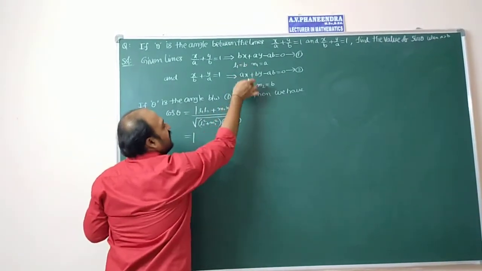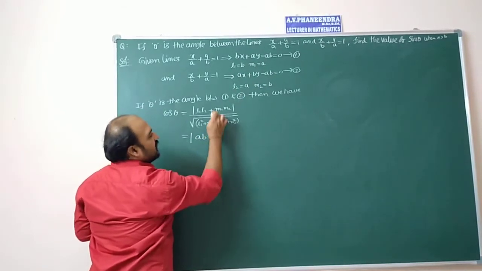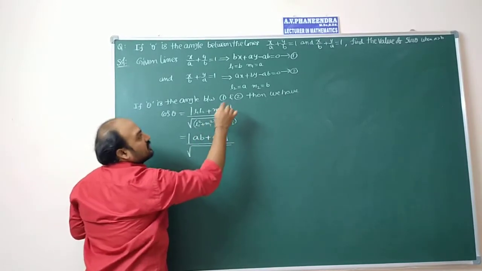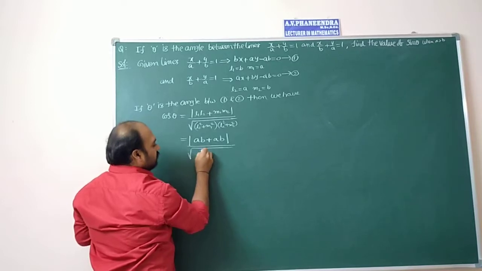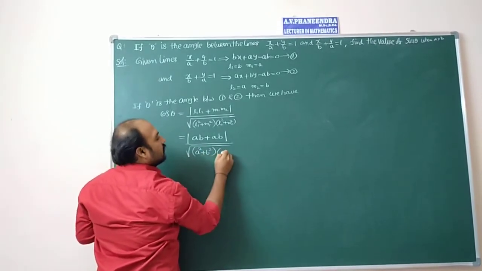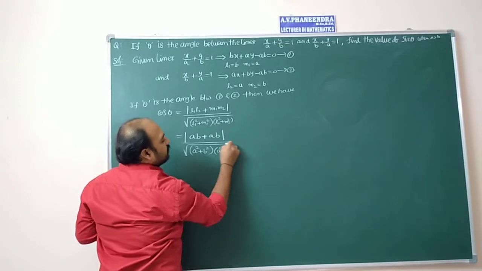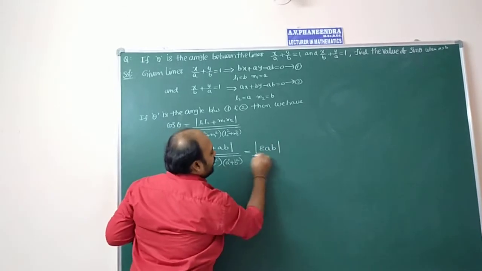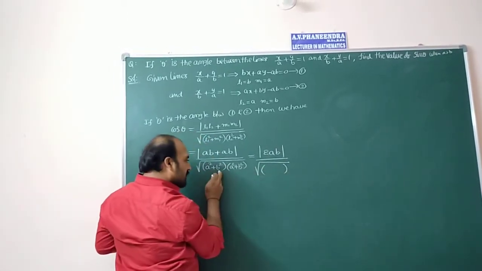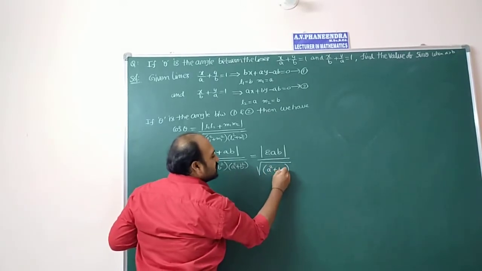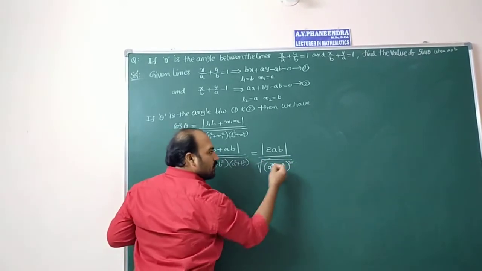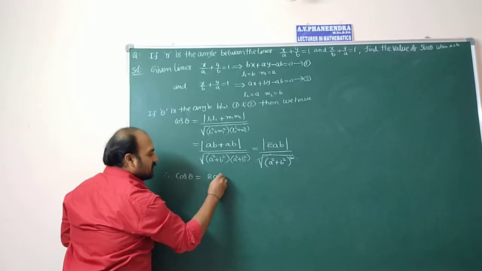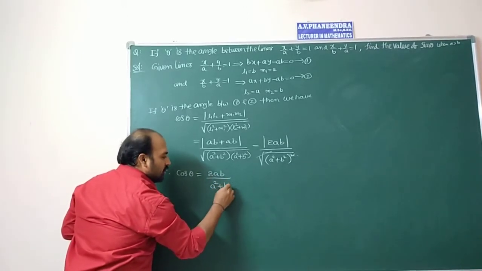Mod L1 L2, that means b into a, ab, plus M1 M2, a into b, ab, divided by square root of L1 square plus M1 square, b square plus a square, into a square plus b square, both are same. So that is equal to mod ab plus ab, which is 2ab, divided by square root of a square plus b square into a square plus b square, which means a square plus b square whole square. Square and root will be cancelled. Therefore, the value of cos theta equals 2ab divided by a square plus b square.